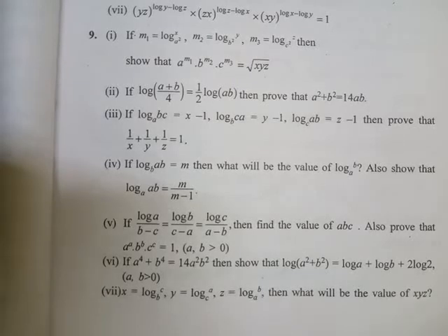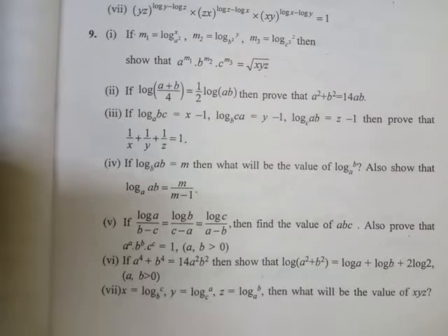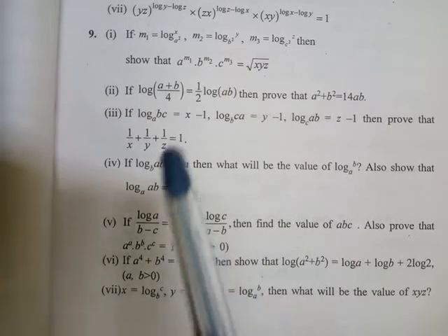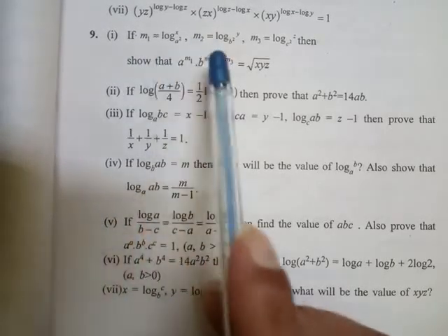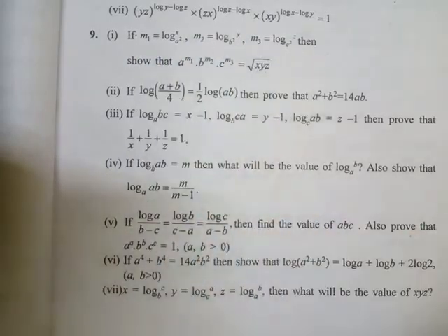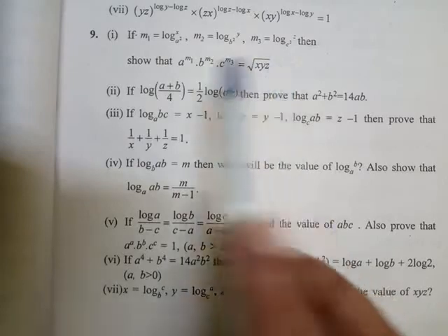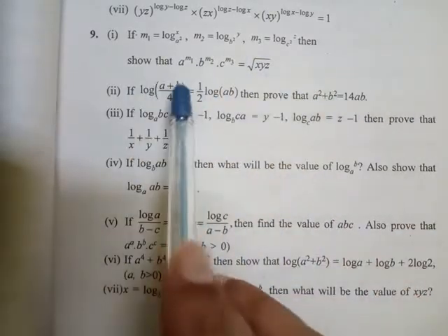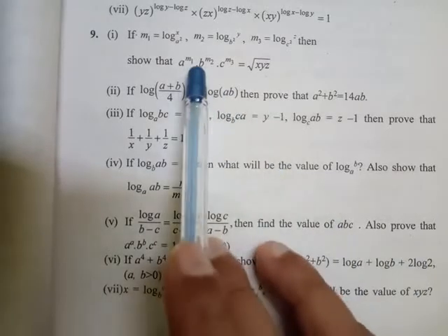Student, now we are going to solve that. Exercise 3.1, question number 9, the first part, 9 Roman 1. As you can see in the video, if m1 equal to this, m2 this, and m3 this, three different variables m1, m2, m3 having three different values, then we have to show that this equals root over xyz. So let's have a look, student, how to solve this one.